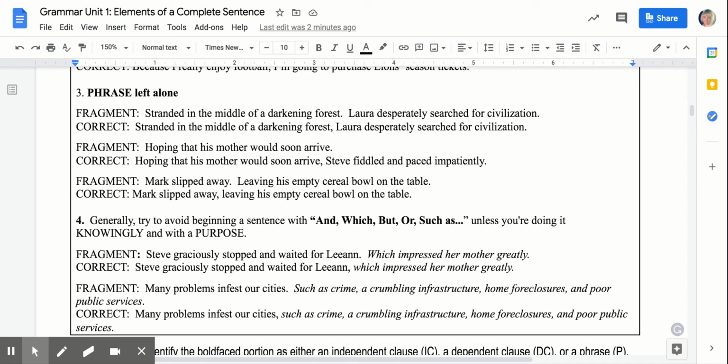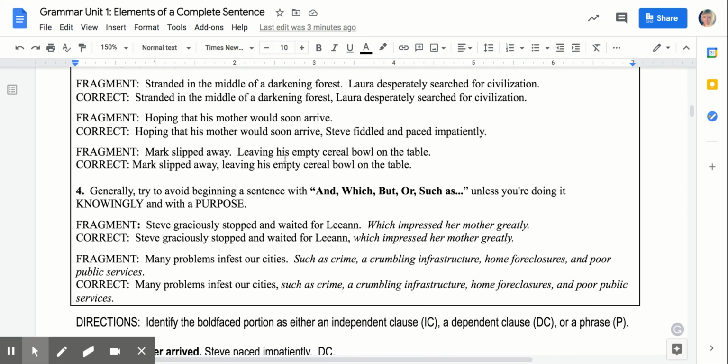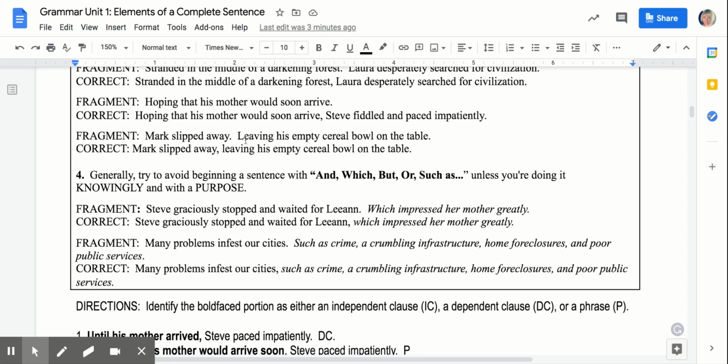Sometimes we accidentally leave a phrase alone. "Stranded in the middle of a darkening forest." We don't know who or what was happening, right? "Laura desperately searched for civilization." This is when it's really important, folks, to be able to identify those phrases so that you can make sure that your phrases have independent clauses that create complete sentences. "Hoping that his mother would arrive soon." Who was hoping and what were they doing? "Steve fiddled and paced impatiently."